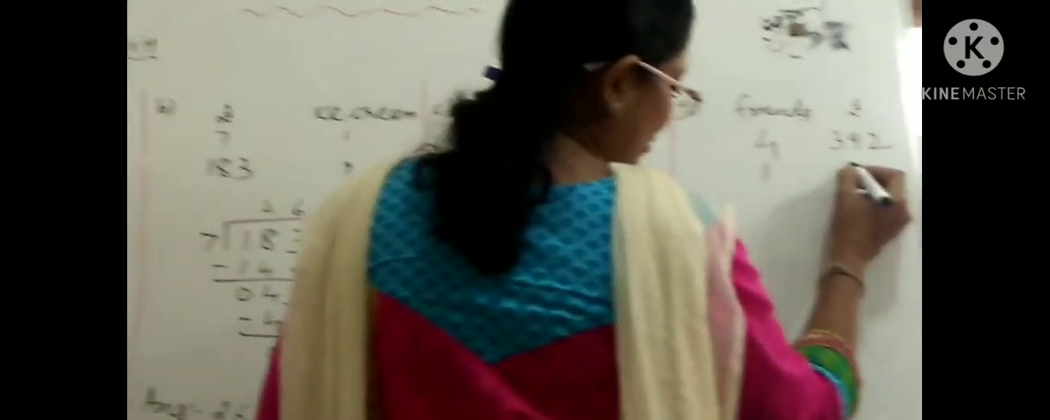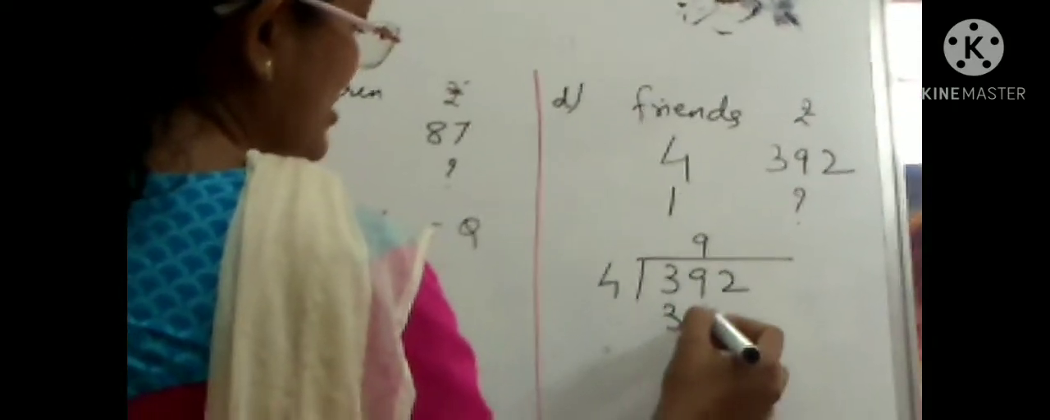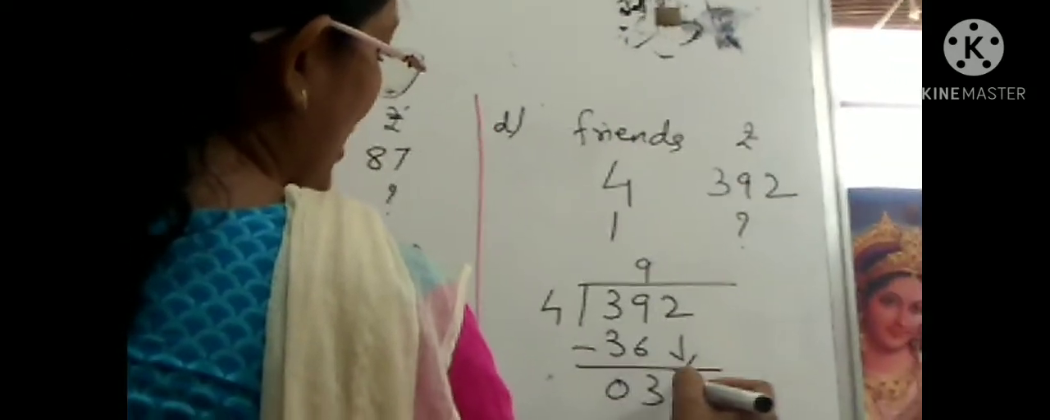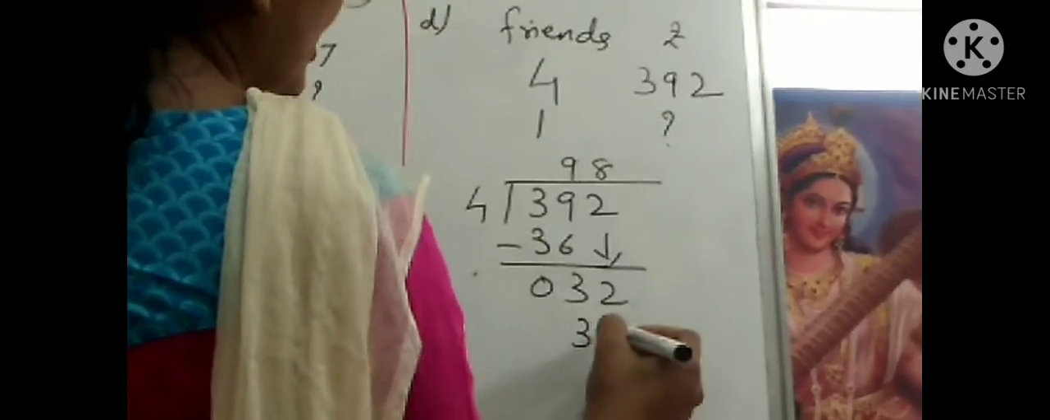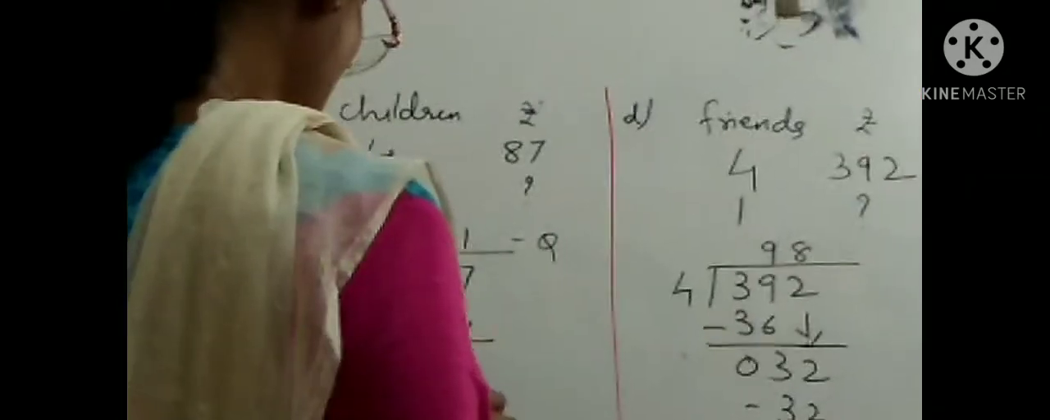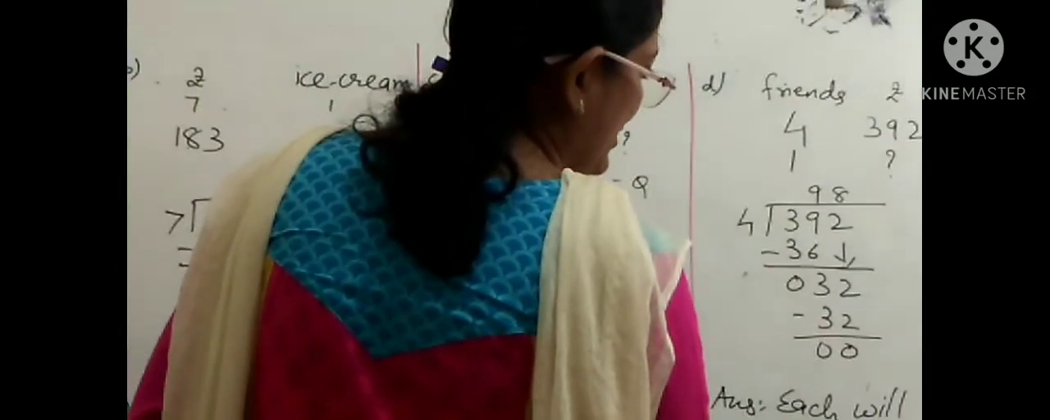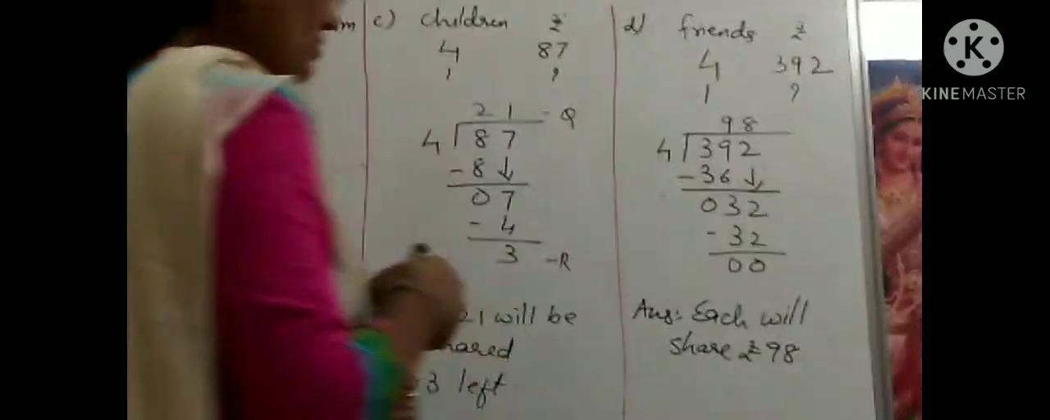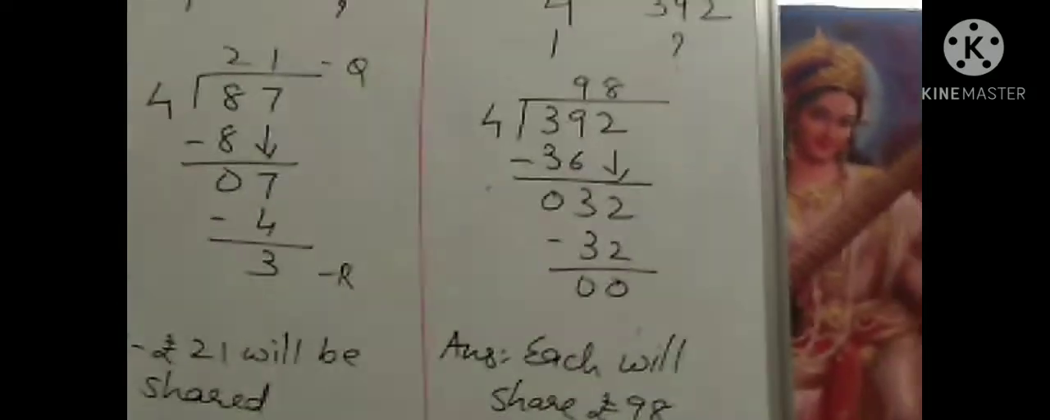Then each, one will give how many? So 392 is divided by 4, right? 4 nines are 36. Subtract, 9 minus 6, 3. 3 minus 3, 0. 2 will come down. 4 eights are 32 minus, 0. Your answer will be each friend will share rupees 98. Right? This way you have to do the word problems of exercise 4H.